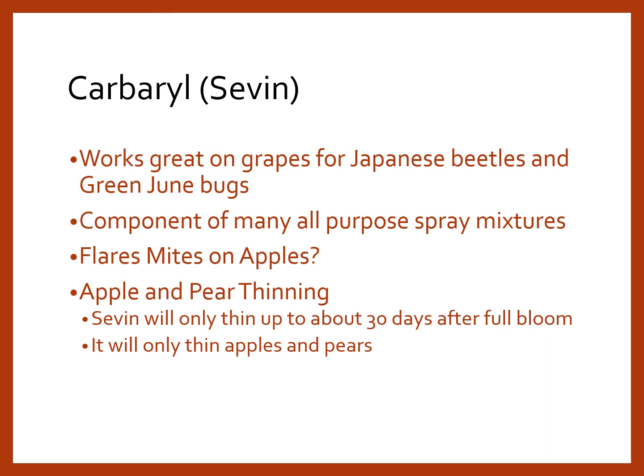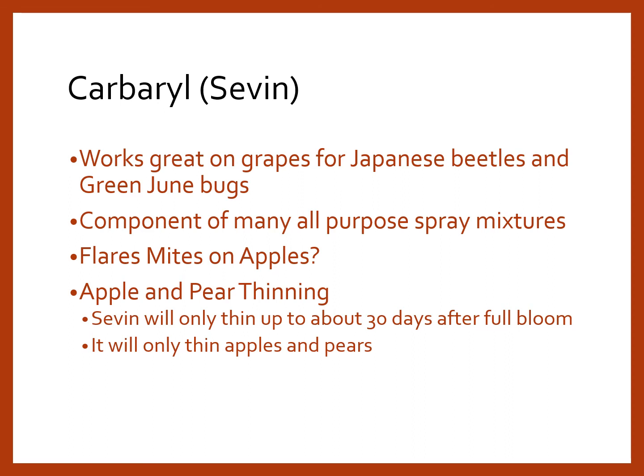So here's Sevin. You can use it. It's kind of our go-to for Japanese beetles and June bugs. You can put it on grapes. You can put it on apples. You can put it on most of our things in our garden. But it is again toxic. It is an insecticide, and it can be toxic to us if we get in it too much.